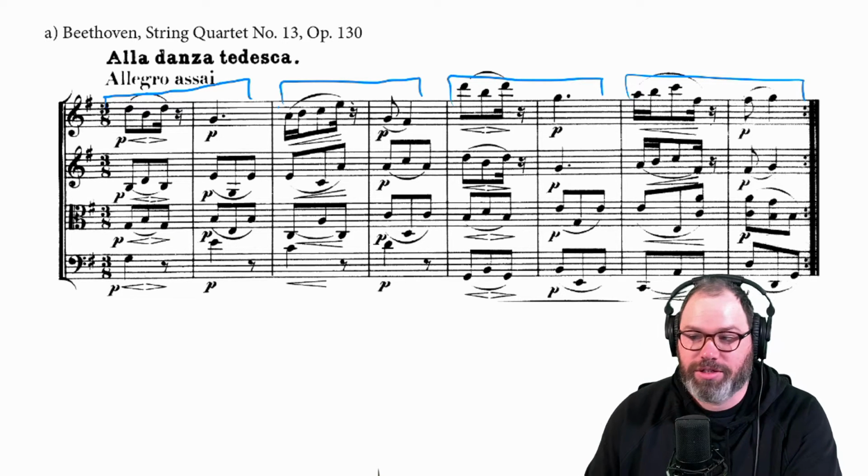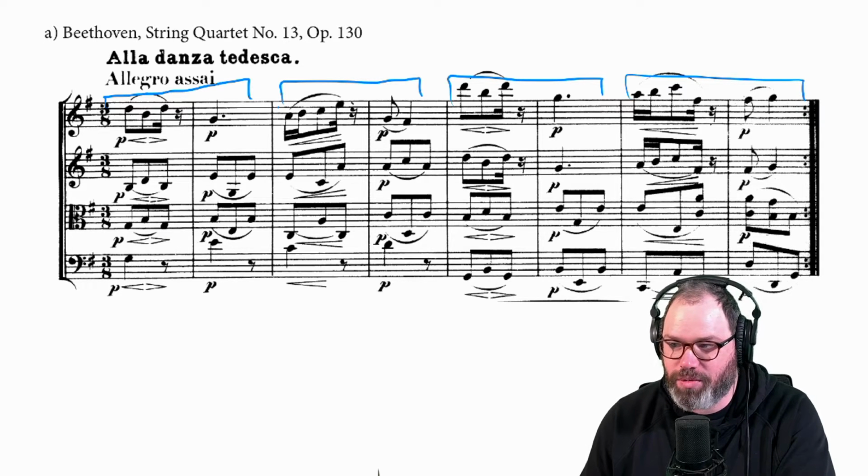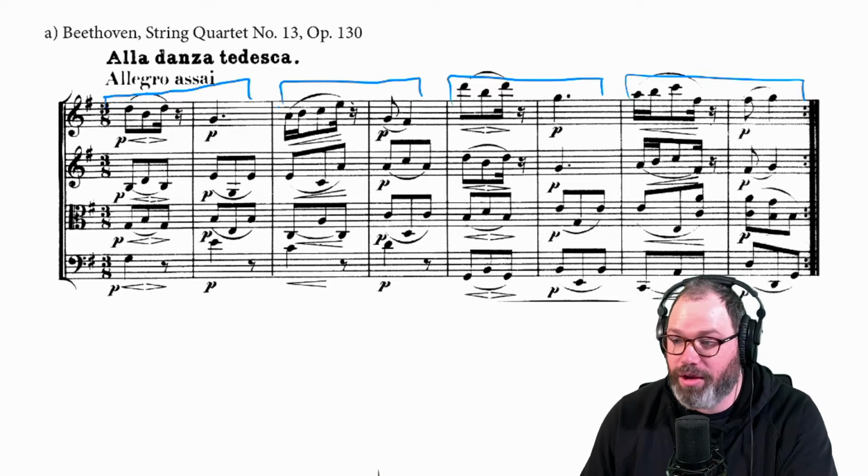What about cadences? Do we hear a couple of cadences in here? Maybe one cadence. Let's listen one more time and really focus on that.